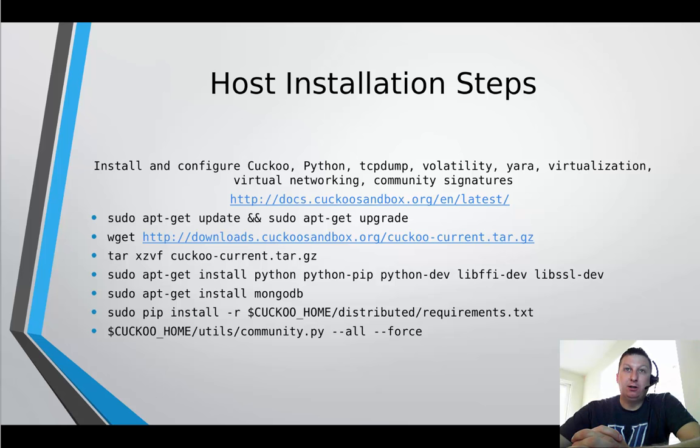And then in order to get those community signatures, you have the utils community.py and you launch it with the options all and force to pull in all of them, if you want them all. You can go through and get whichever signatures you want. If you do the all, you get them all. You have to confirm each one, so if you do the force, then you're just saying yes to them all.